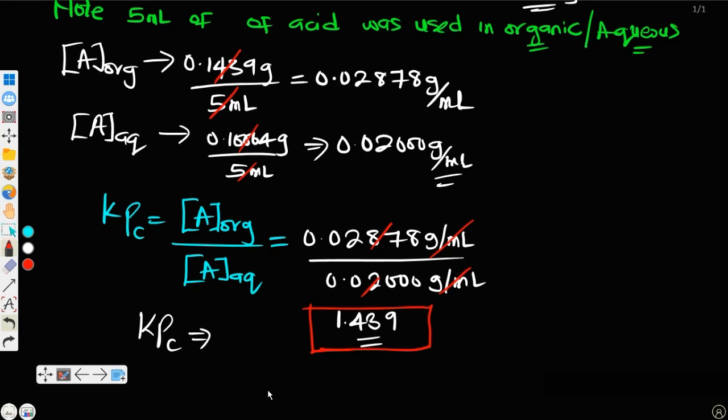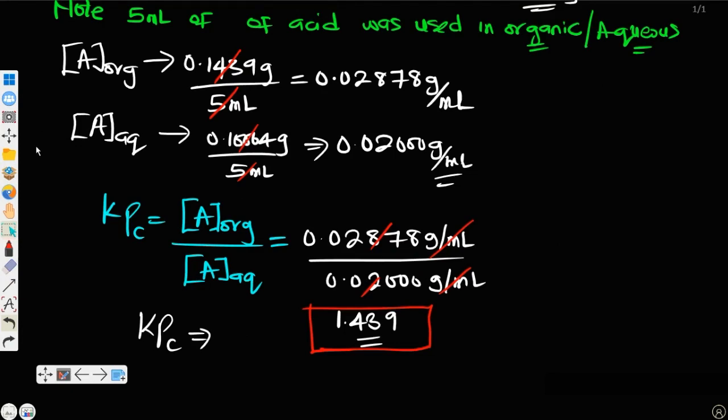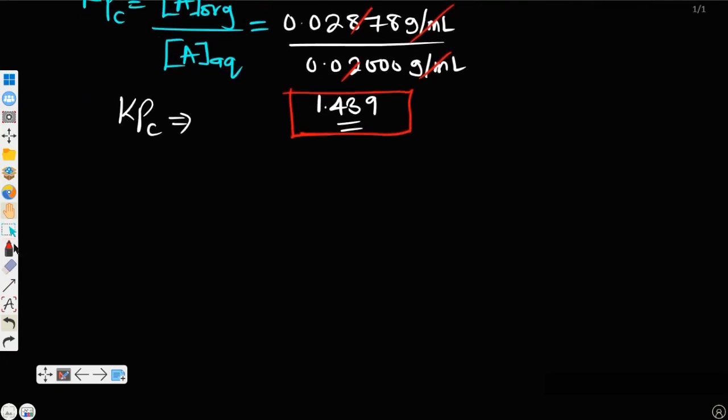It's very easy, right? Exactly. Now, let's see the next one. The next question says, how many moles of sodium hydroxide will react with substance D having a structural formula below, and indicate the resultant product? Now, substance D is phthalic acid. So you should take note of it. It's something like this, a dicarboxylic acid of benzene. It's what we call phthalic acid.